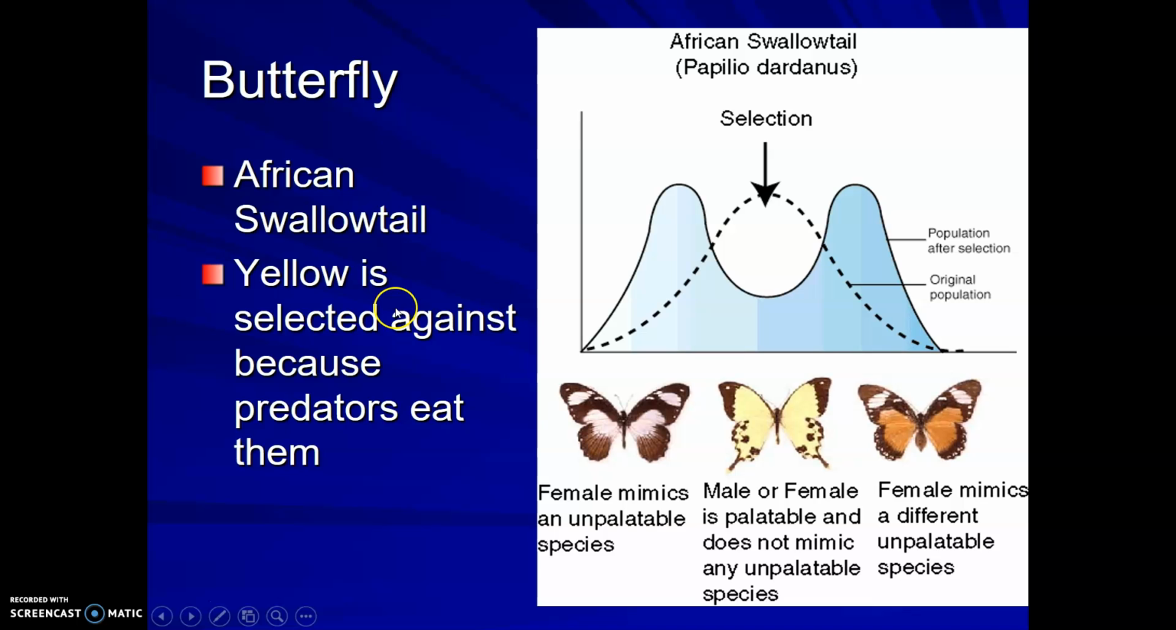An example is the butterfly. These two on the extremes kind of mimic dangerous, toxic, poisonous butterflies. So birds know to avoid them, but this one does not. So this one is selected against. And eventually, if this continues to happen, if we don't have this anymore, these can develop into two species.